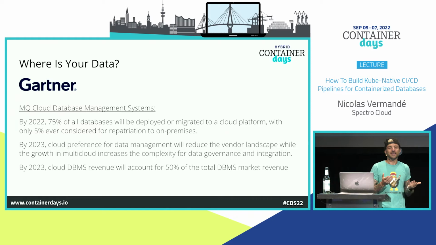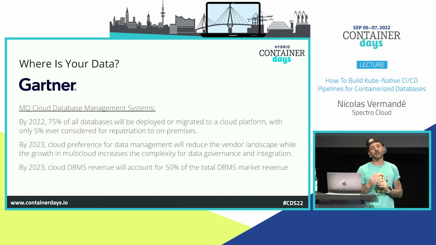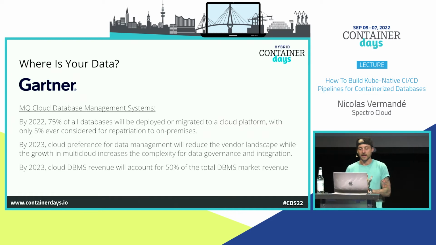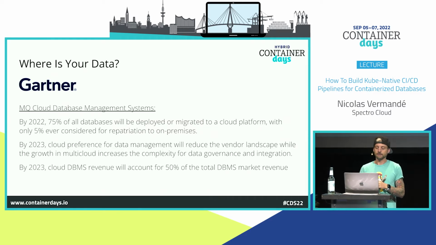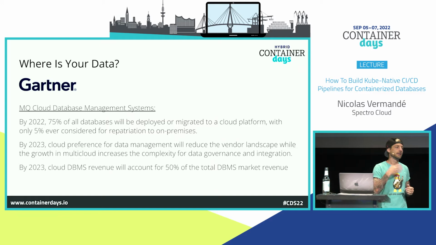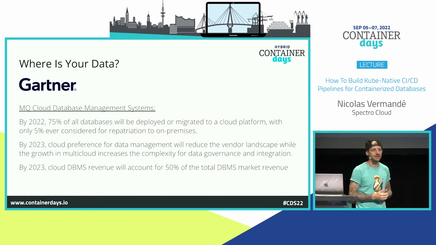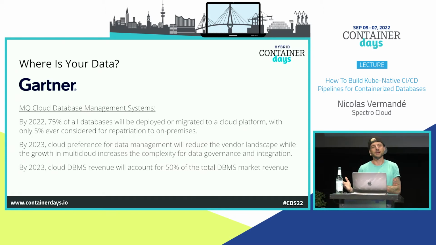Okay, so if you look first at some of the Gartner reports regarding the Cloud Database Management System Magic Quadrant, it basically says that by 2022, 75% of all databases will be deployed or migrated to a cloud platform, with only 5% ever considered for repatriation to on-premises. And by 2023, the cloud DBMS revenue will account for 50% of the total database market revenue. Which means that people are consuming databases in the cloud, and this is a trend. It doesn't say if it's in Kubernetes or a SaaS or PaaS service. I would assume that most of the time, it's going to be a SaaS/PaaS service.